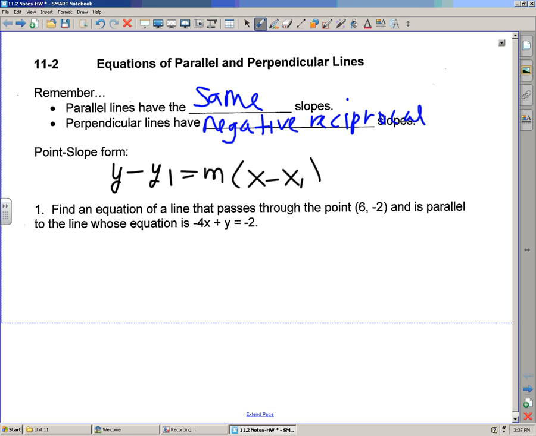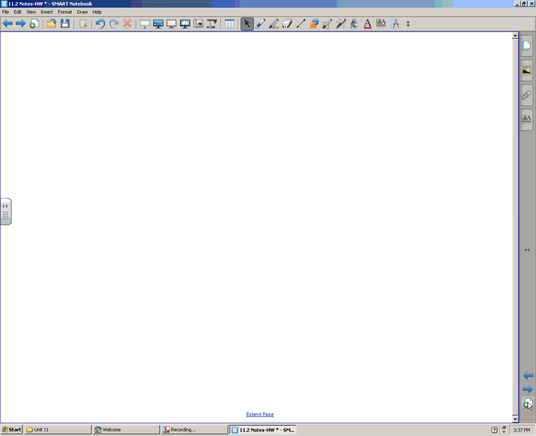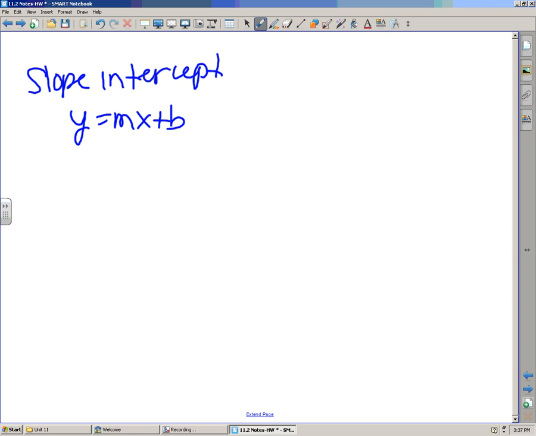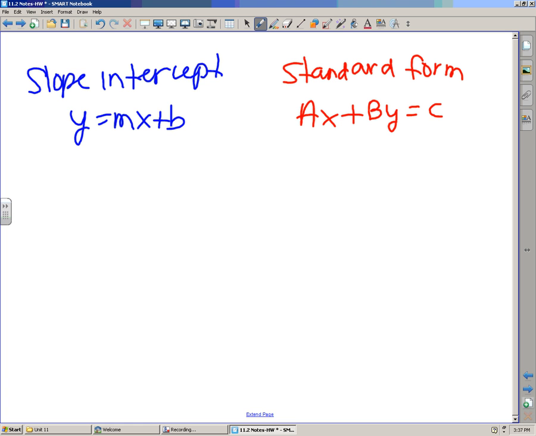x minus x1. I want to show you also a shortcut to find the slope as opposed to doing the slope formula. So I'm going to pull up a blank piece of paper here. A couple things to remember also. Slope-intercept form is y equals mx plus b. Standard form is ax plus by equals c.